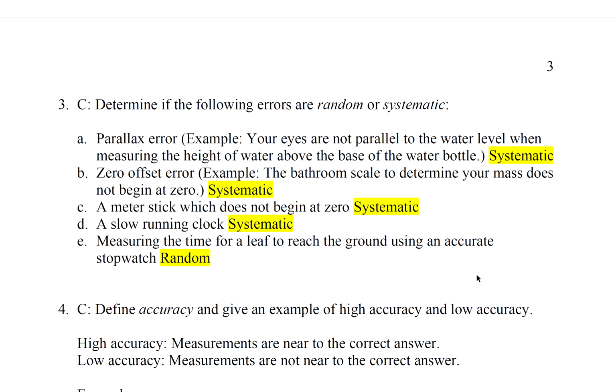3D, a slow running clock, that's a systematic error because you're always going to get a lower time than what's actually happening. 3E, measuring the time for a leaf to reach the ground using an accurate stopwatch. That's a random error. Because if you're using that stopwatch, sometimes you're going to have a time that's too high, sometimes it's too low.